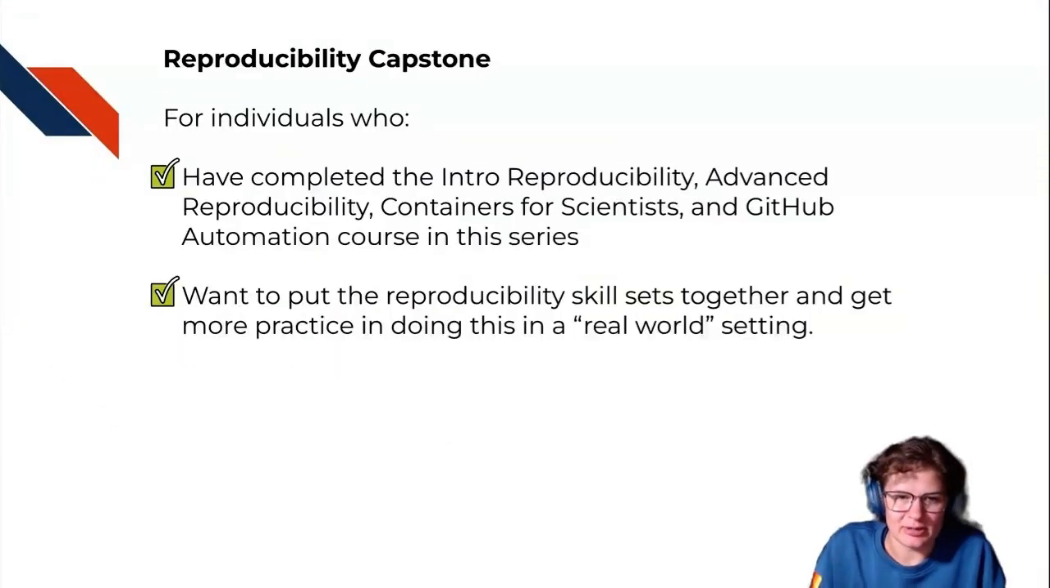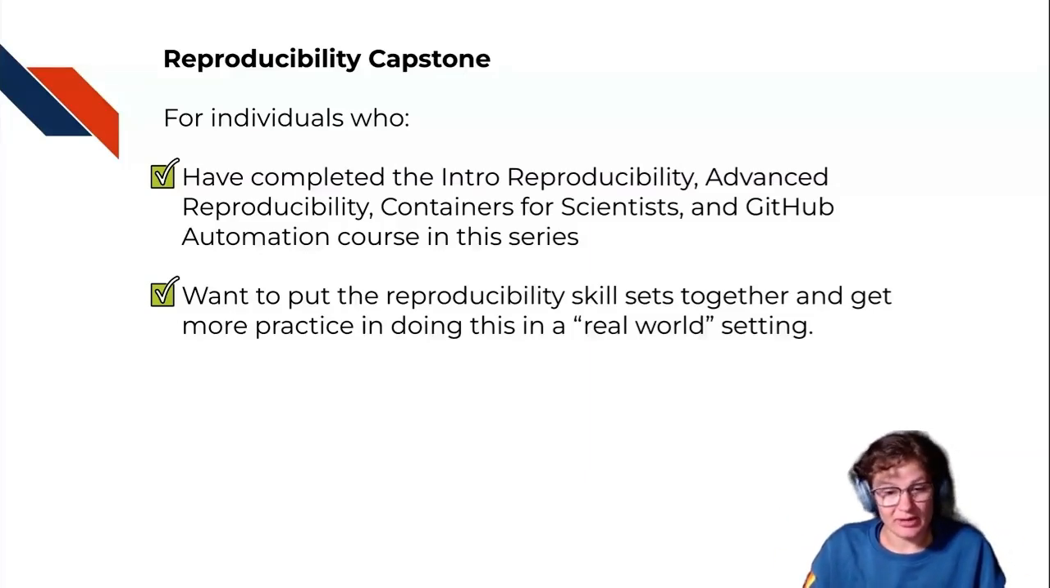All right, so this capstone course is for individuals who have completed the Intro to Reproducibility course, the Advanced Reproducibility course, the Containers for Scientists course, and the GitHub Automation course in this series. The real purpose is that we want to put the reproducibility skill sets together and get more practice doing this in a quote unquote real world setting. We're going to give you a setup and some very basic requirements for what you need to do to pass this course. But we really want to encourage you to build something in this capstone that works for whatever you're doing in your research, which I am sure is undoubtedly super cool.